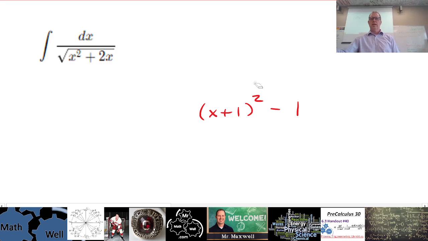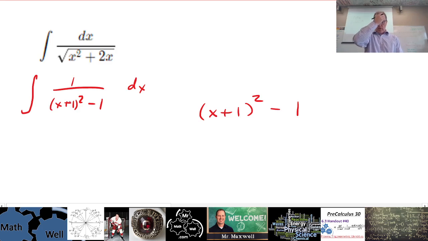Okay, and how does that help? Well, if I rewrite this integral as 1 over x plus 1 squared minus 1 dx, then I could actually do a substitution here for x plus 1, perhaps, and put x plus 1 as u and do a u substitution. So we're getting around to, oh, did I forget it? I forgot a square root sign, sorry. Square root sign. Okay, because remember, if we had x squared minus a constant, that's good.